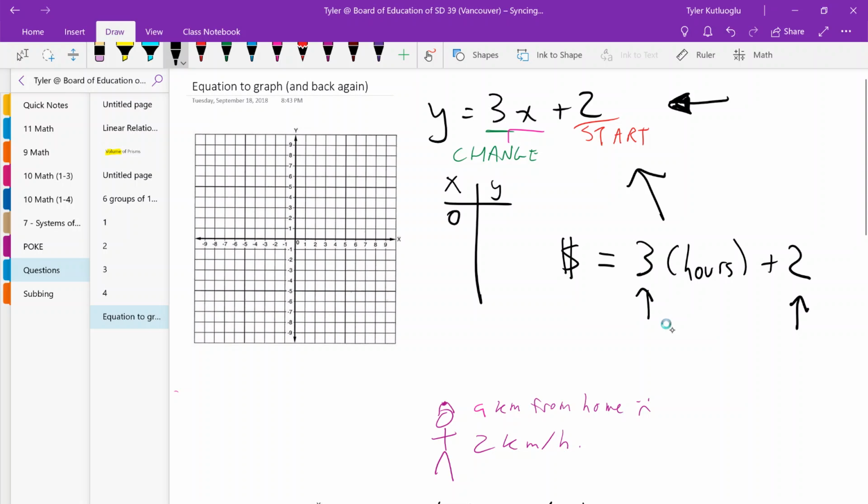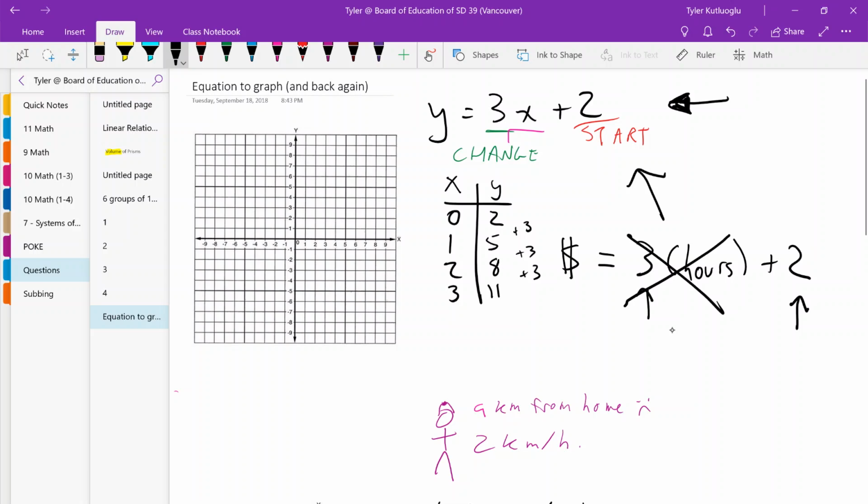So let's make our table of values to start. If I work 0 hours, so right at the start, I haven't worked any hours, that means I have my $2 I started with in my pocket. If I work one more hour, I'm going to add $3. That's my change number. So I get my values there. It keeps going up by 3 every time.